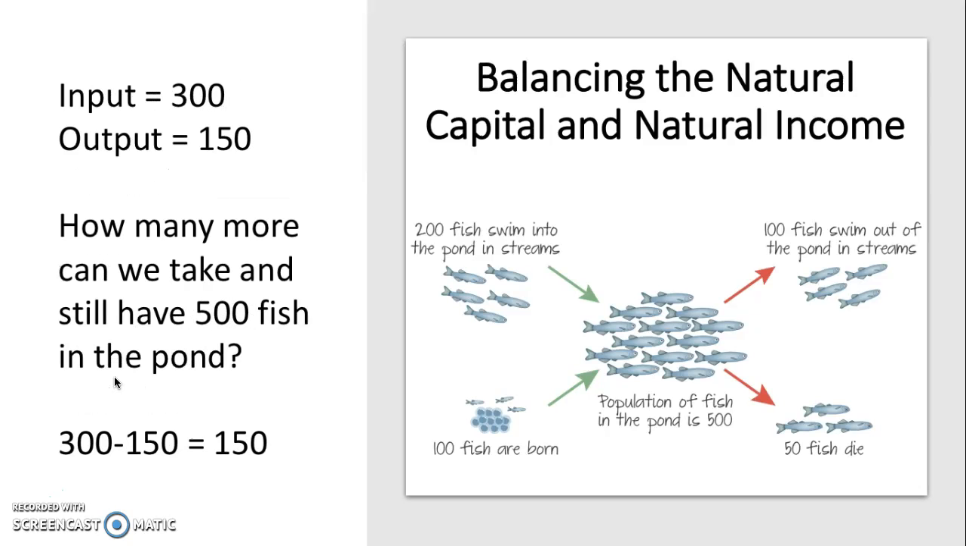So if we have this natural input of 300, the output of 150, we want to maintain the 500 that's in the pond, right? All we're doing is that little math calculation. So if we have an input of 300 and 150 are leaving naturally, then there's 150 more fish that we could potentially take for our own purposes, so to eat, to consume, and it would still remain totally sustainable. So still with 500 fish in the pond.